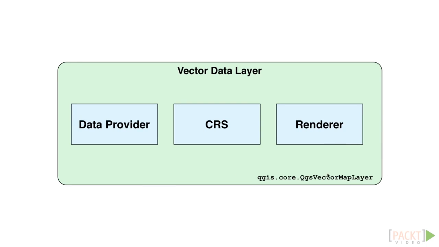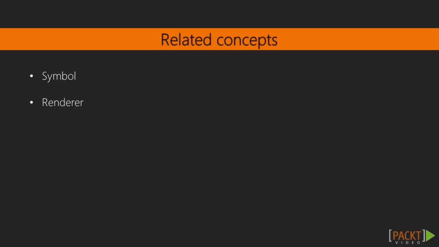Finally, a vector map layer, which is an instance of QGIS.core.QgsVectorLayer, is used to display vector data on a map. Each vector map layer object has a data provider, a coordinate reference system, and a renderer. Now the renderer tells QGIS how the vector features should be displayed. Let's take a closer look at this notion of a renderer. There are two related concepts here, a symbol and a renderer. The symbol tells QGIS how to draw a given point, line or polygon, while the renderer chooses which symbol should be used for a given feature.